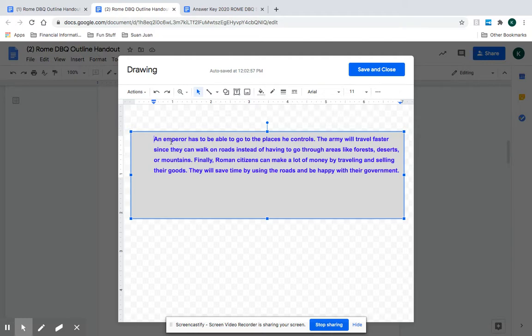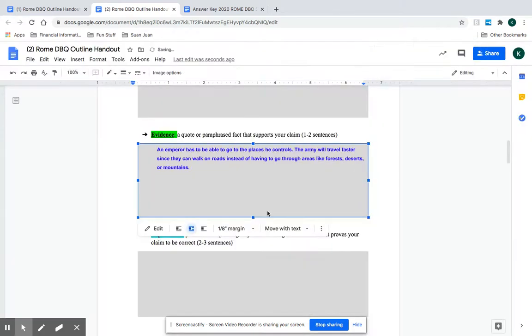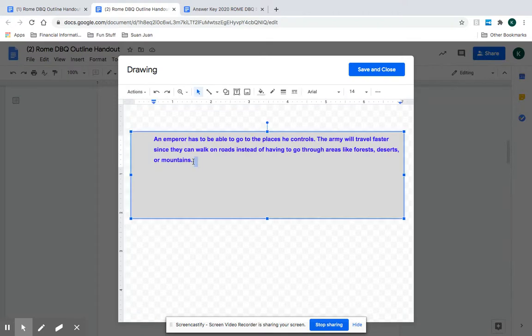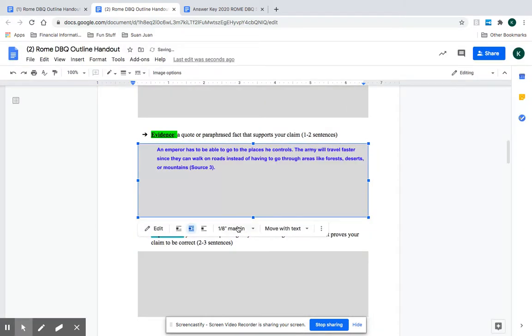So my evidence is that the emperor has to be able to go to the places he controls. The army will travel faster. I think I'm going to get rid of this last part here because honestly, my evidence is good enough with just the emperor and the army. So those are 2 facts I just pulled from source number 3. Oh, and I'm going to make a note that this comes from source 3. The emperor has to be able to go to the places he controls. The army will travel faster since they can walk on roads instead of having to go through areas like forests, deserts, or mountains.